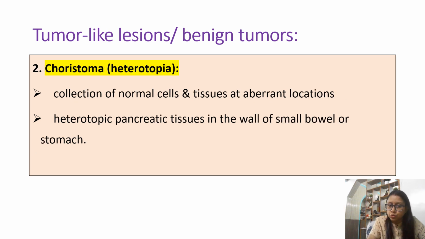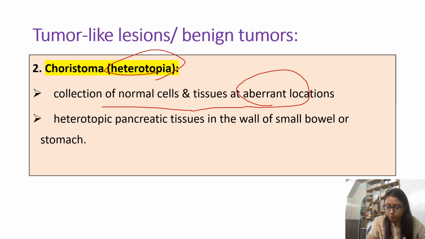Then your choristoma, that is heterotopia. This is a collection of normal cells and tissue at an aberrant location. That is the difference from your hamartoma. Like you get some pancreatic tissue in the wall of the small bowel or stomach.